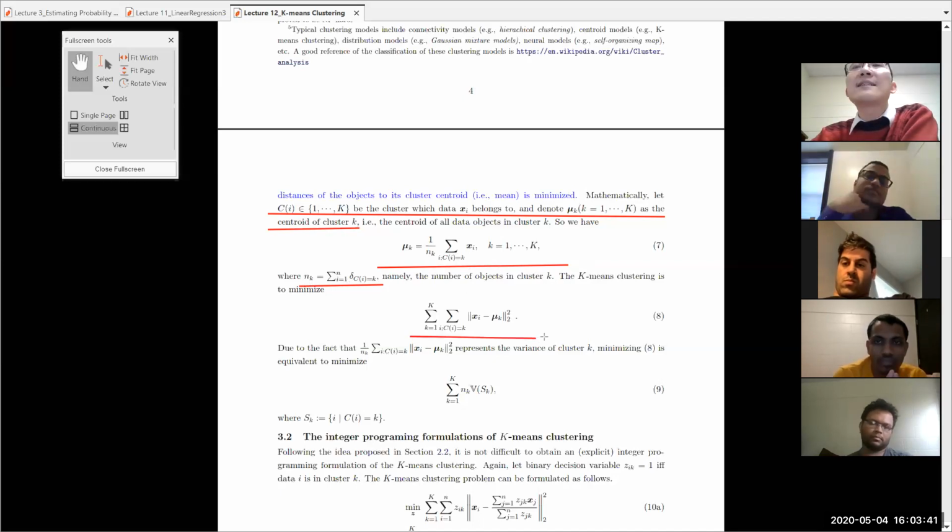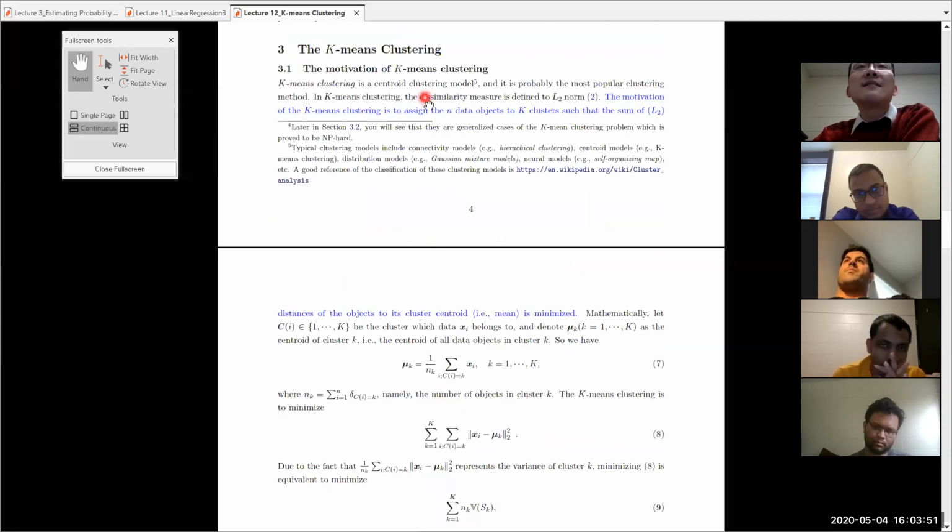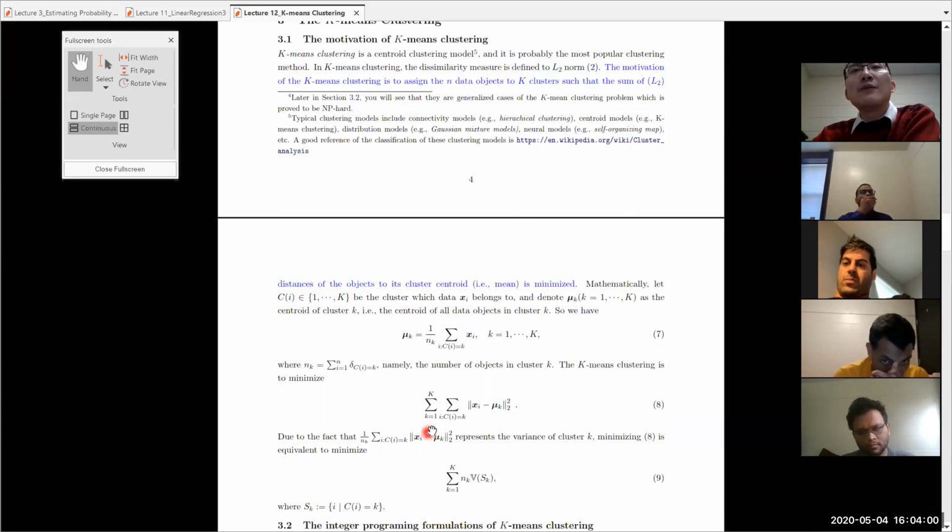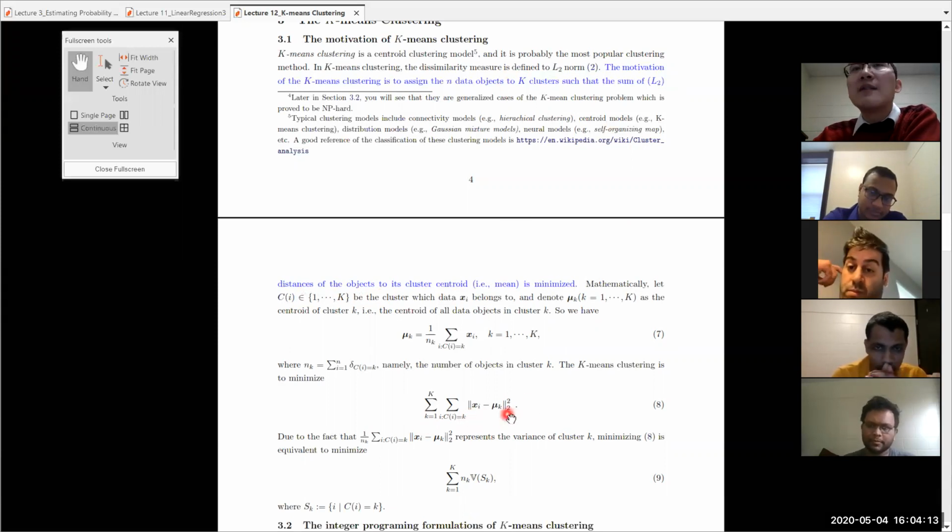To minimize this one, isn't it? Again, the definition of k-means clustering is to minimize the distance of the data to its cluster centroid, for all clusters. That's why you need to first sum the clusters from 1 to K. And this means the distance from the data i to its centroid, squared, the norm.